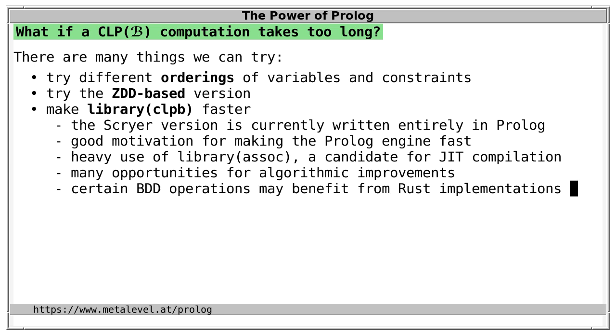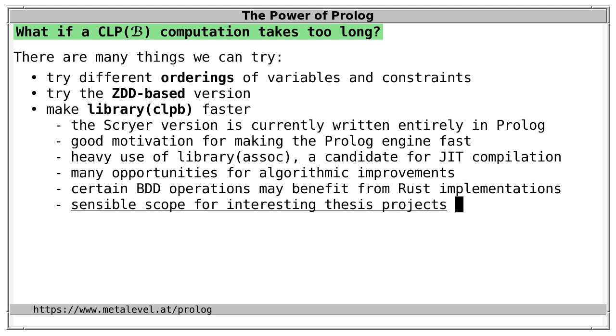It's also worth considering to move a few BDD operations to Rust for higher performance. On the other hand, this would render the library less portable to other Prolog systems and also reduce the motivation to make the engine itself faster. And improving library CLPB, possibly with these ideas, would be a very sensible scope for interesting thesis projects. It has more room for experimentation, and it's also conceptually simpler than implementing the geost constraint, which is very tough and a long project. So I hope one of you becomes interested in this.